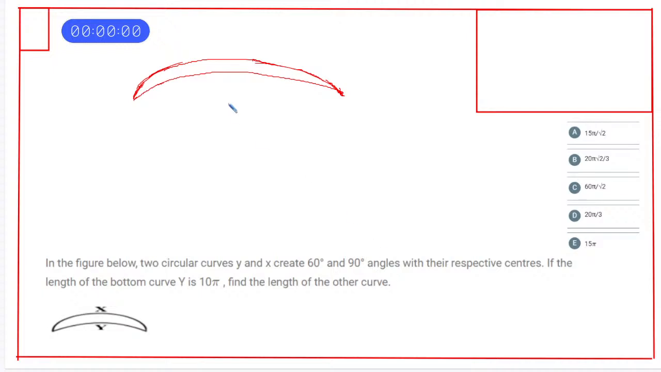Okay, so let's start. We have this y, and y is making an angle of 60 degrees. So let's suppose the center of y. Now, y is making 60 degrees and x is making 90. So the center of x must be close. Imagine this is the first case and this is another case. Of course, the farther you are, the smaller the angle will be. These are the two cases. So this must be 60 degrees and this must be 90 degrees.